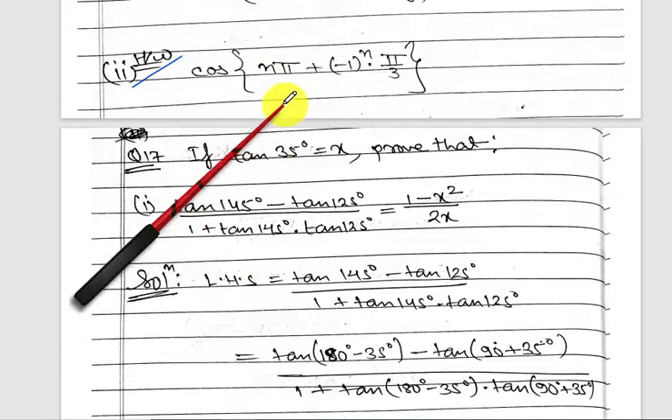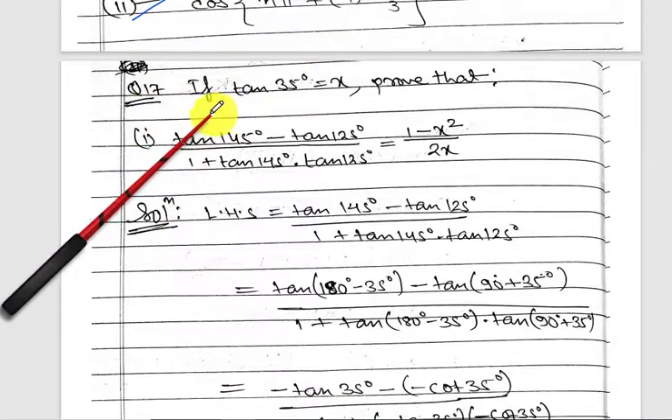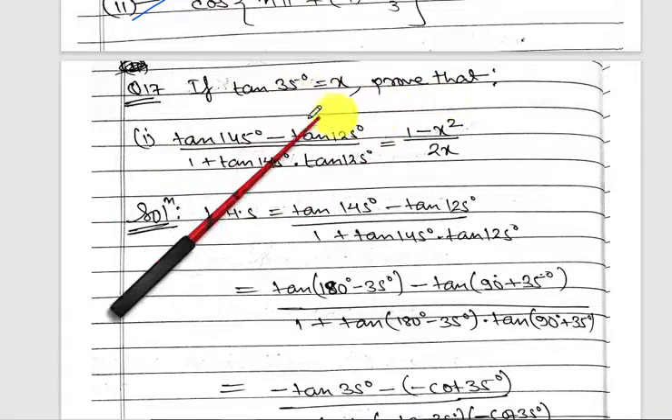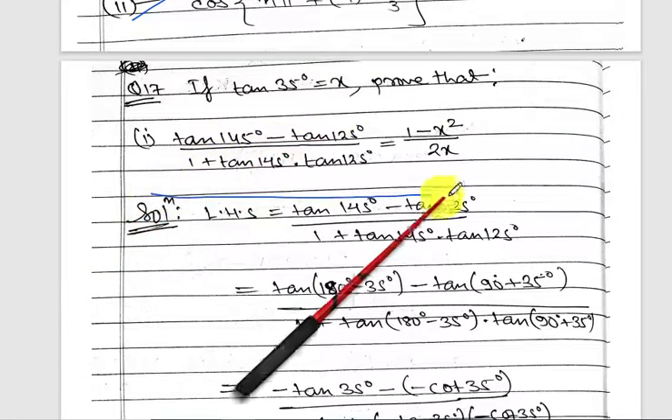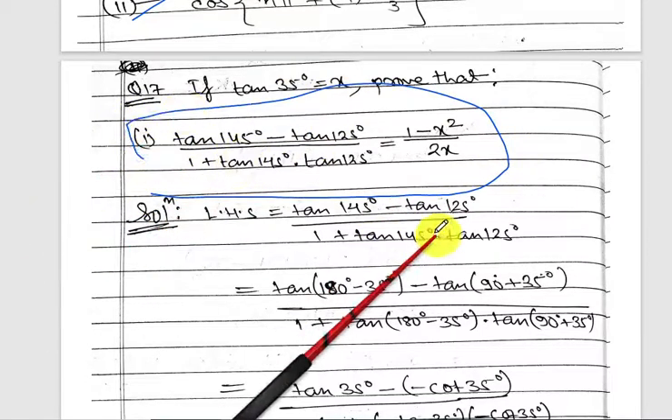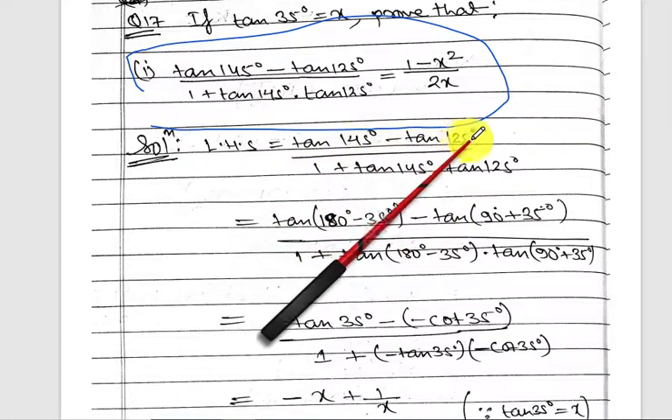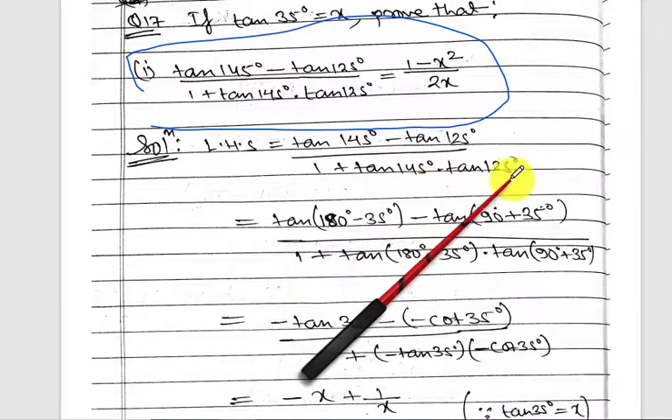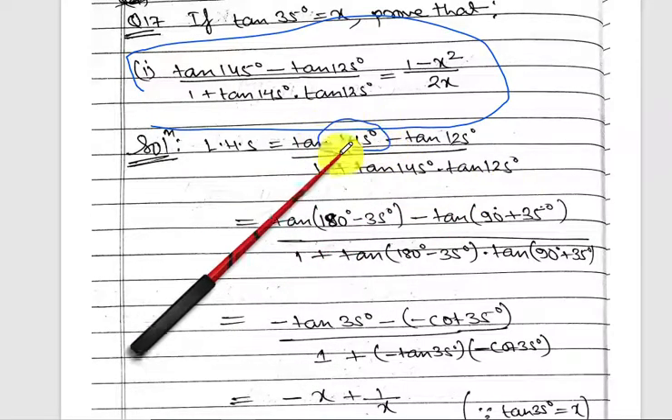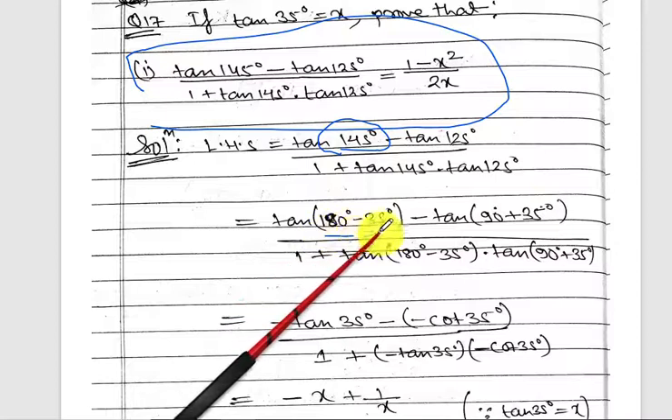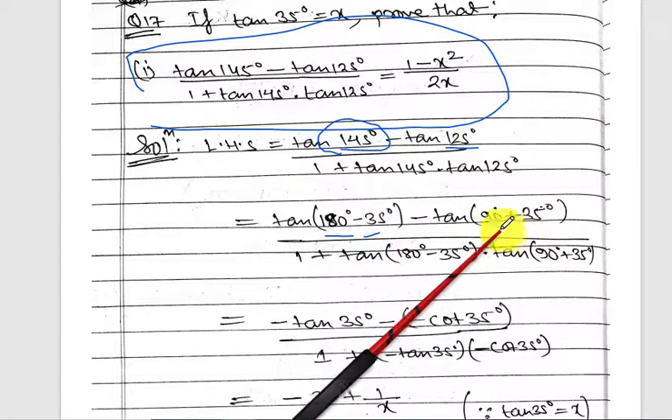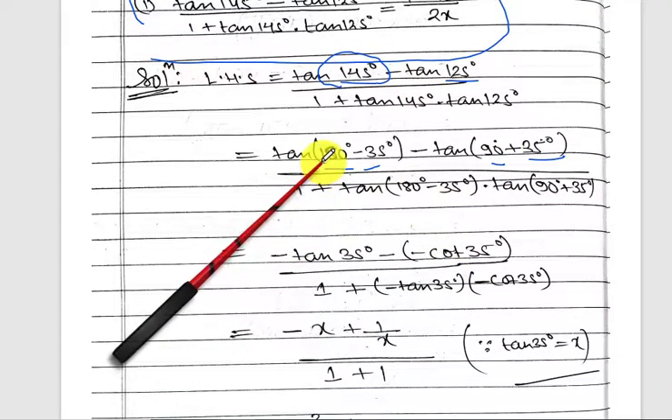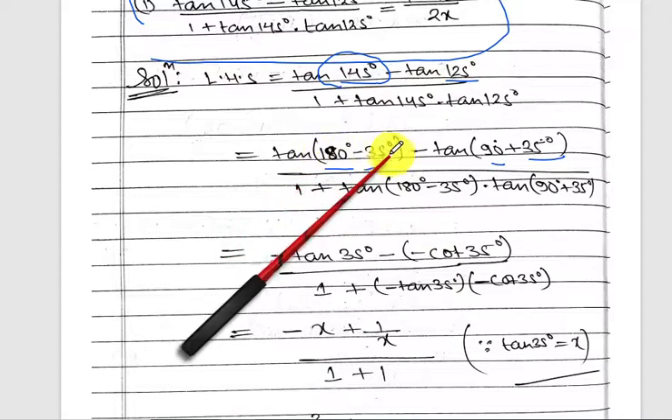Question number 17. If tan 35 degree is equal to x, then prove this. So we will take the left hand side. So tan 145 minus tan 125 upon 1 plus tan 145 into tan 125. So this 145 can be written as 180 minus 35. This 125 we can write 90 plus 35. Okay. And rest, this tan 180 can be written 2 into 90 minus 35, and then you know that odd and even, this, that. Okay.